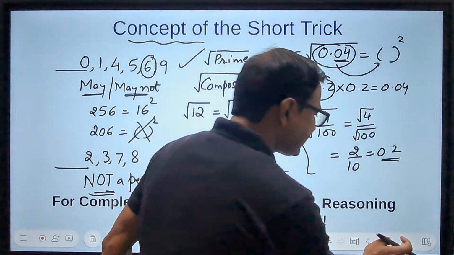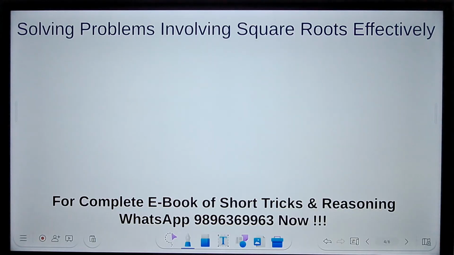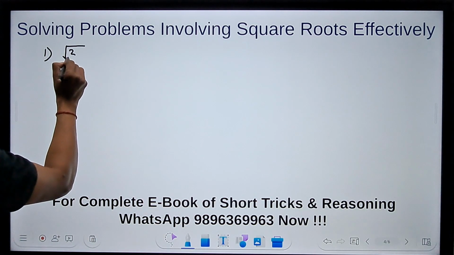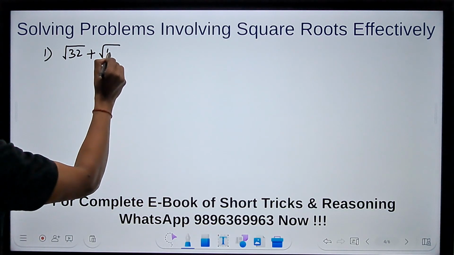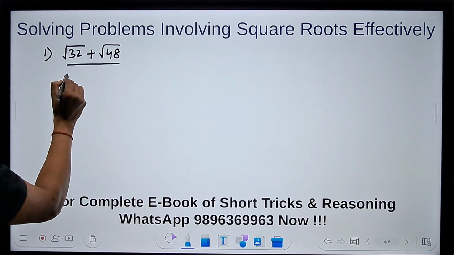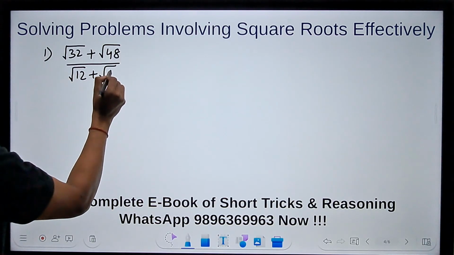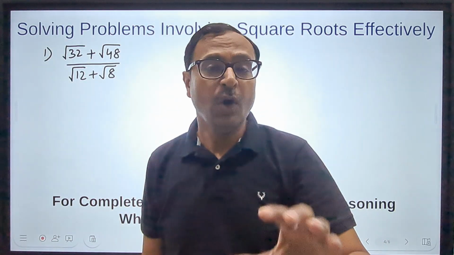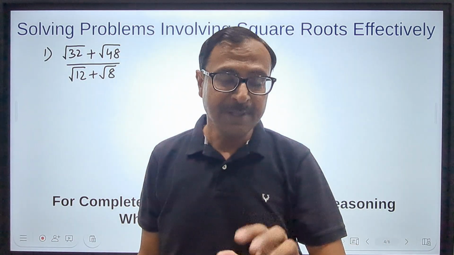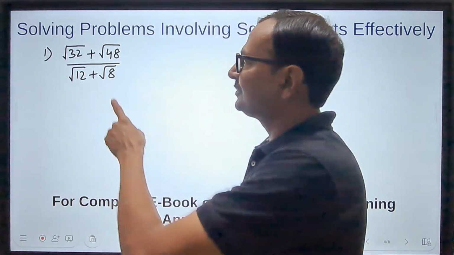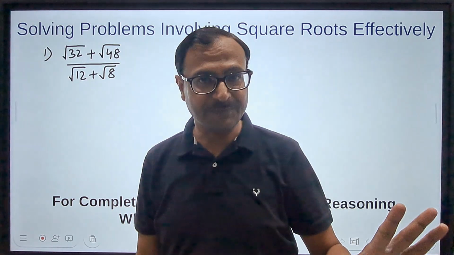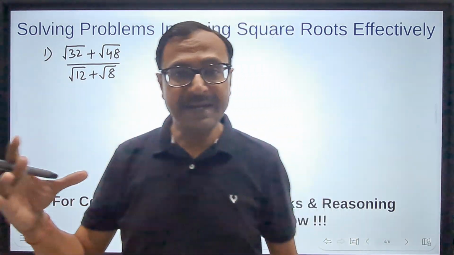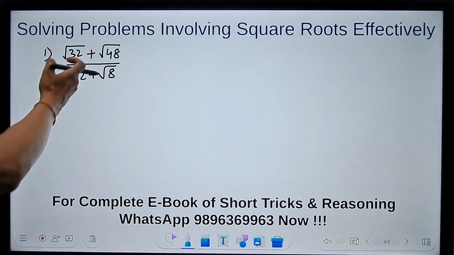Okay. Now let's see some questions now. Here we have a very simple question first, in which I am going to simplify square root of 32 plus square root of 48, and in the denominator we have square root of 12 plus square root of 8. Now you can see 32, 48, 8 and 12, the four numbers which I have written here, all four are composite numbers and they are not perfect squares. Nothing is a perfect square, but we can actually make factors because they are composite numbers. And let us check which of them are simplifiable.